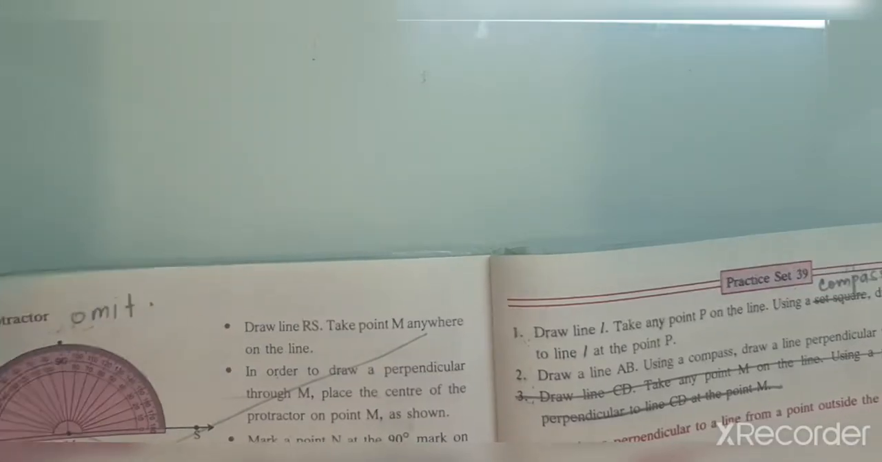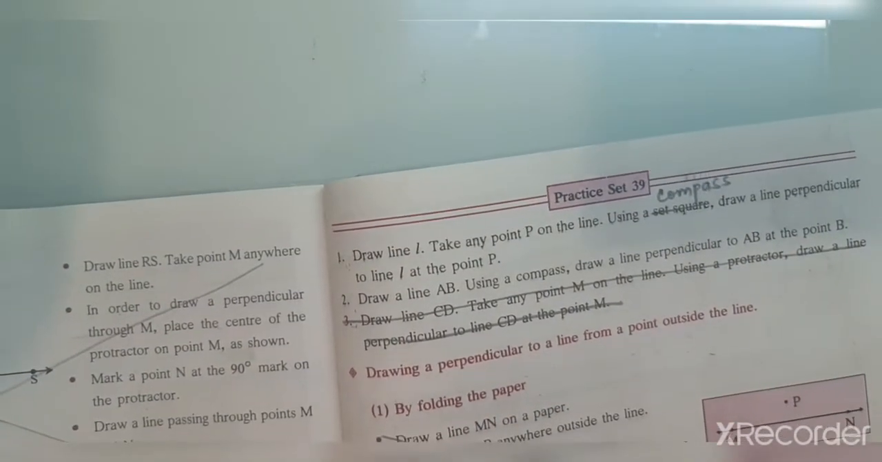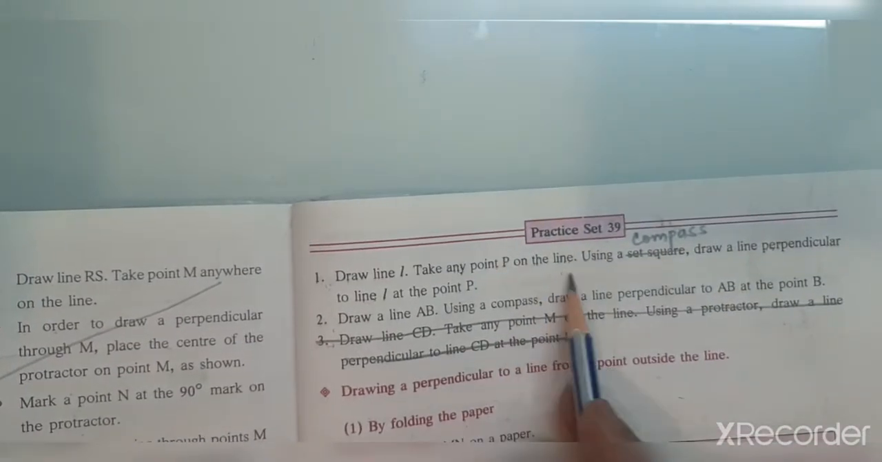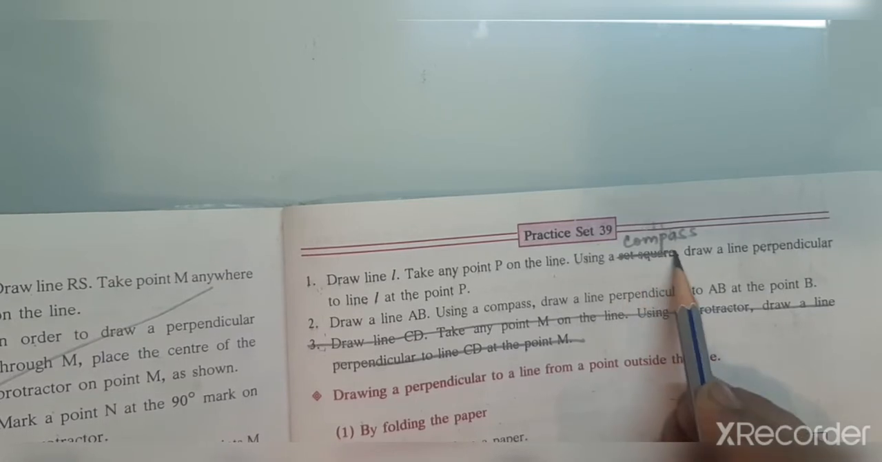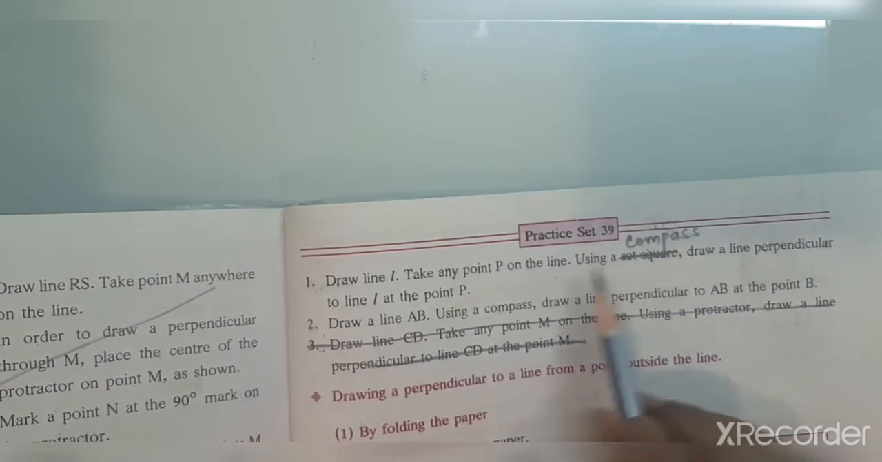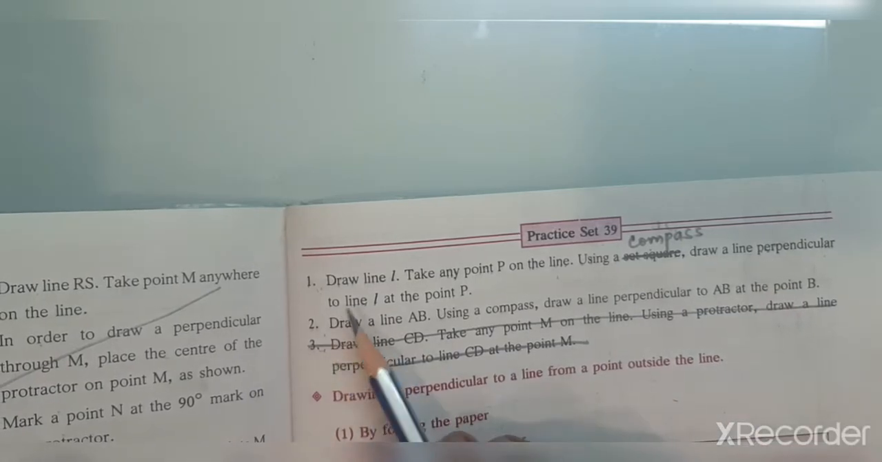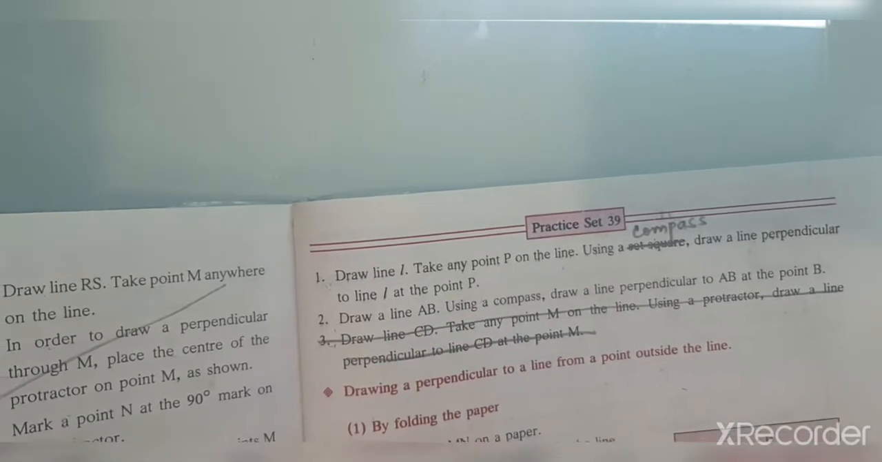Practice set 39, the first sum: draw line L, take any point P on the line. Using a compass, they have given a set square. You will cancel that set square and you will mention your compass. Using a compass, draw a line perpendicular to line L at the point P. So let's begin.